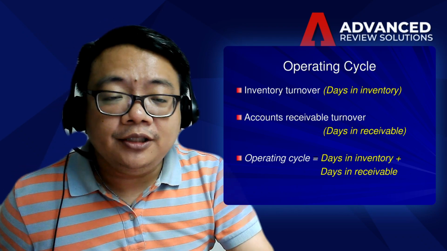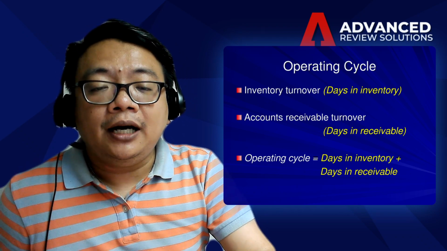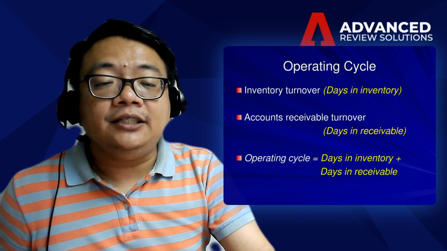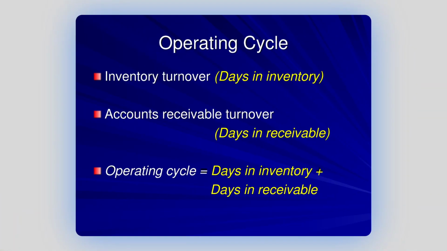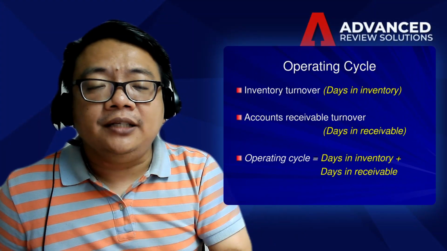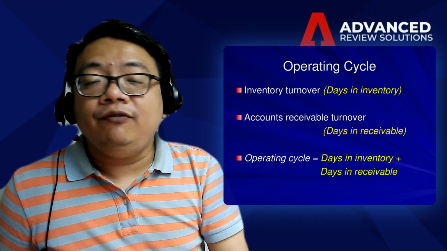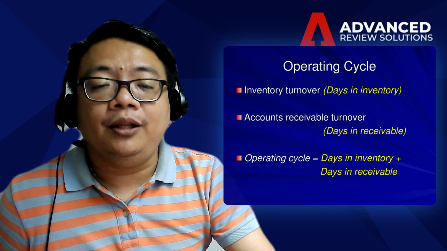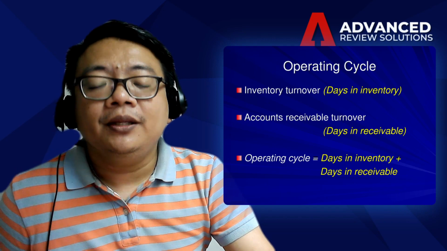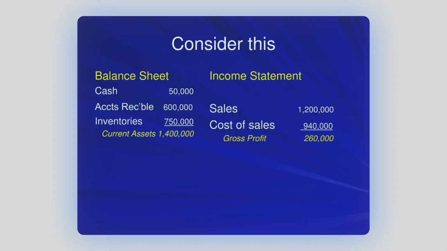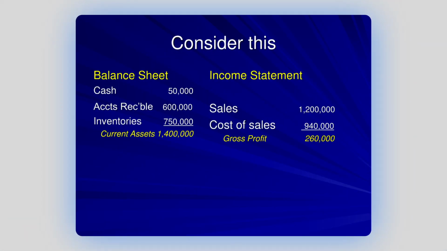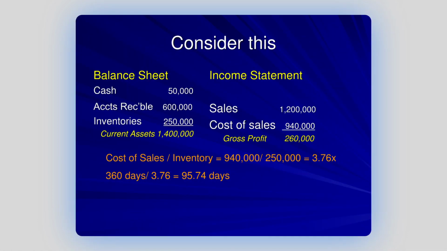Then you have also here your account receivable turnover. That would be how effective the organization is about collections, and that would be the account receivable turnover or your days in receivable. So as we all know, the operating cycle can be computed as days in inventory plus your days in receivable, and that would be your formula. Okay. In terms of this, consider this: you have your balance sheet and income statement.